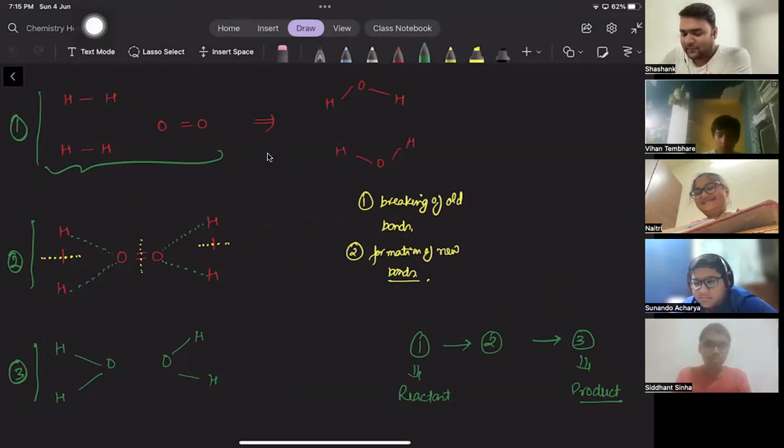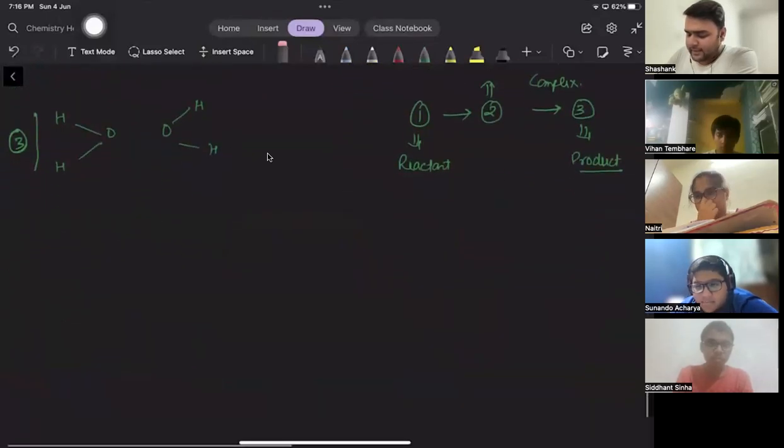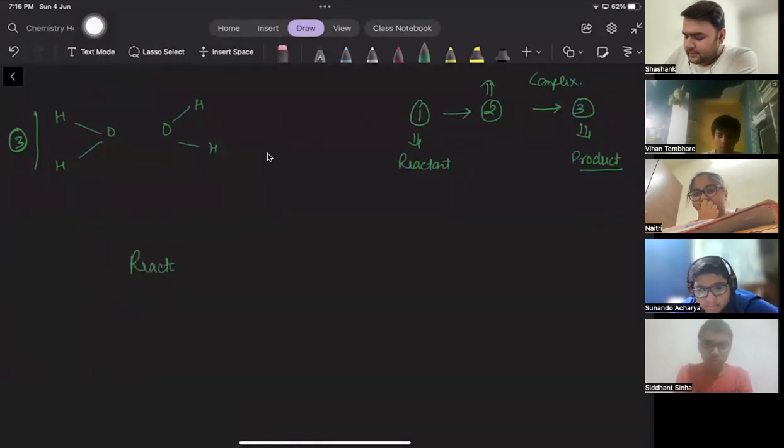But anyway, can anybody tell me what we call the second thing? Okay, this is a very fancy thing. This is called intermediate complex. All right, so now I'll write it clearly. We started with the reactants. Then we went to the intermediate complex. And then we got the products, right?